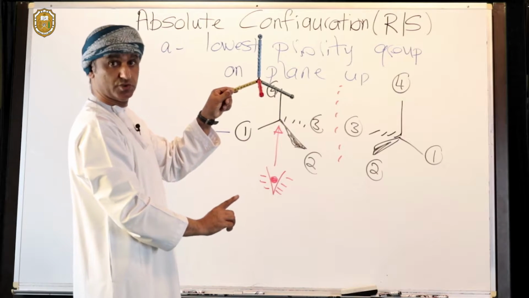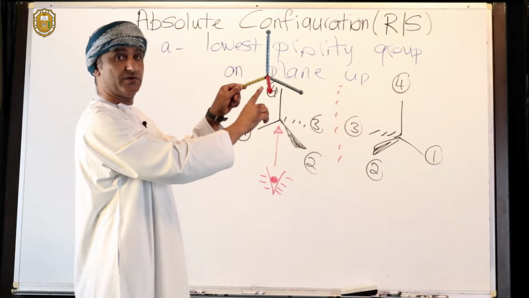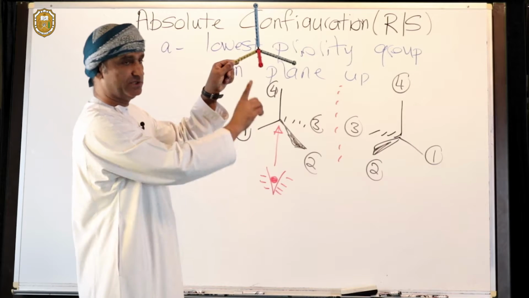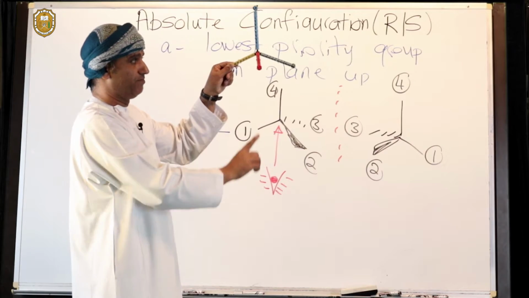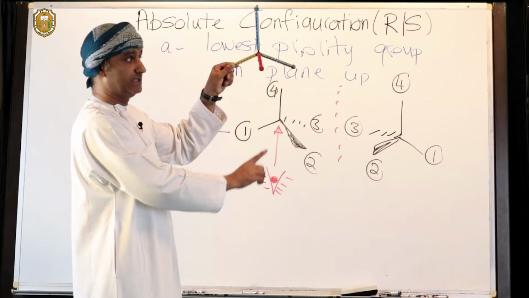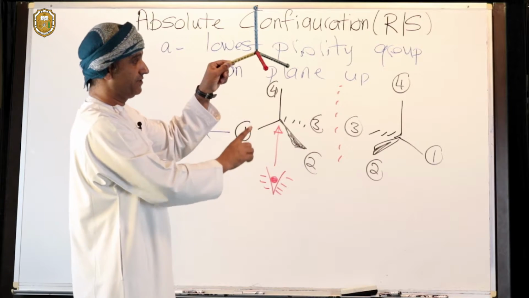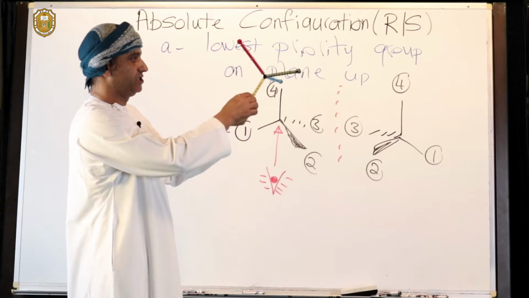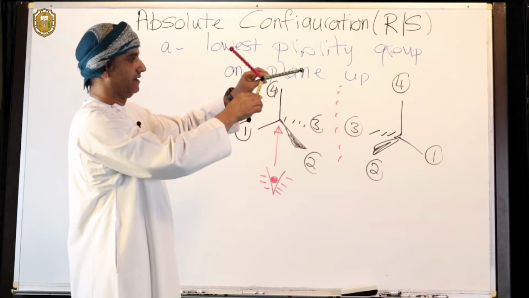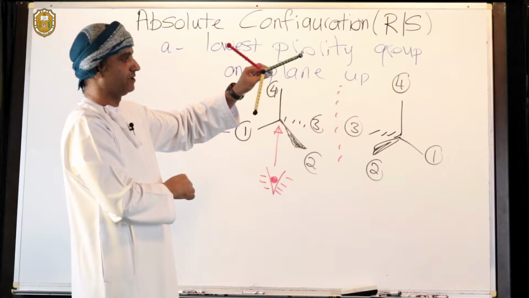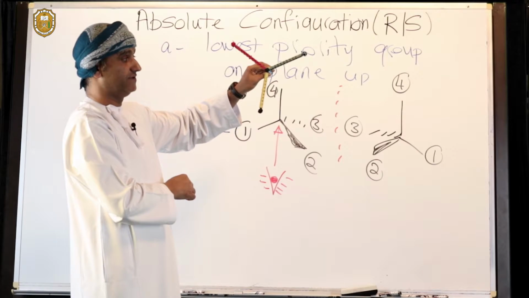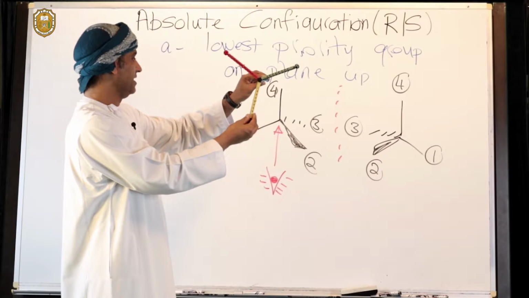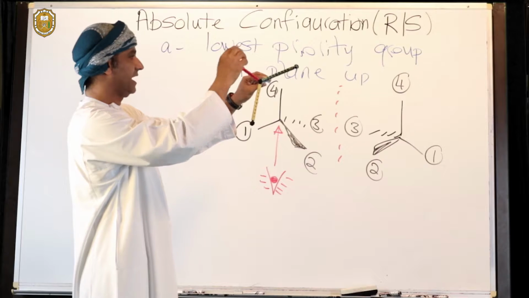What we need to do is look at the molecule so that the lowest priority group is away from us. So this is actually the direction of sight, if you like, opposite to the lowest priority group. If we do that, we can rotate this to achieve something like this, so that group number 4 is not visible to you as a viewer. So what do you see? You see 1, and here 2, and here 3.